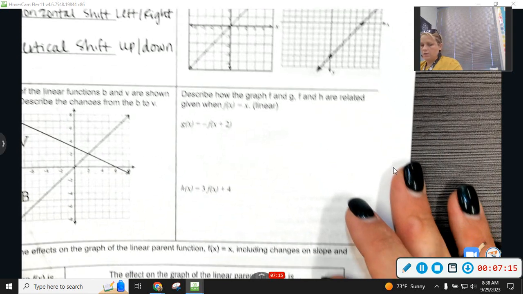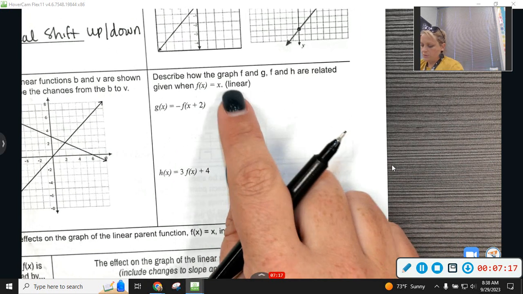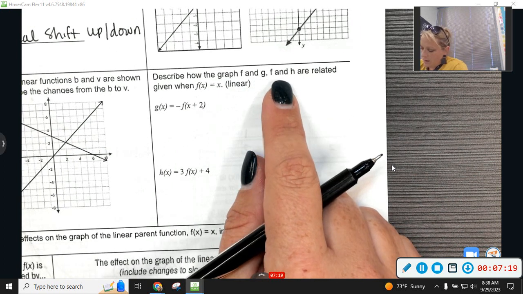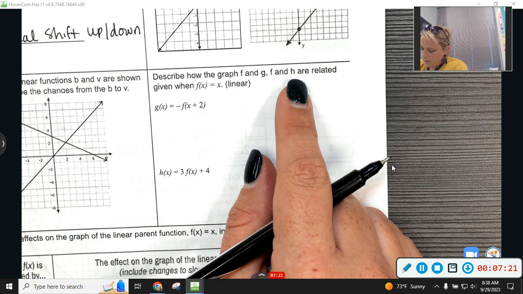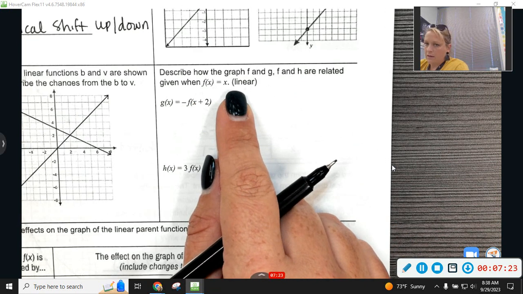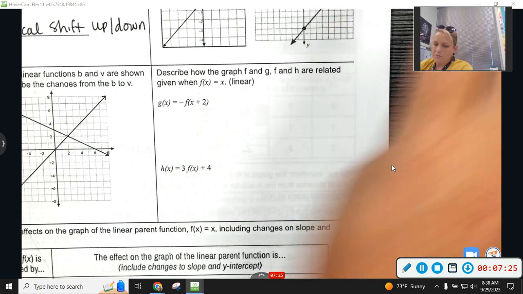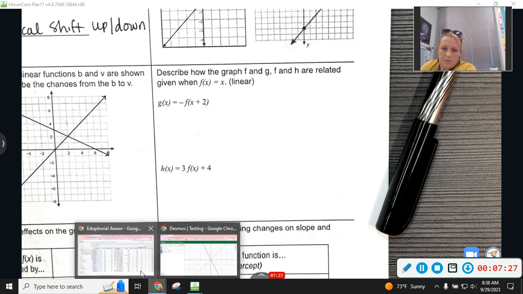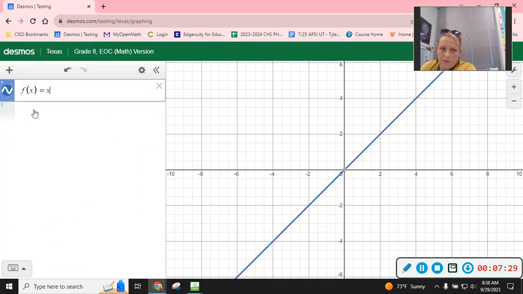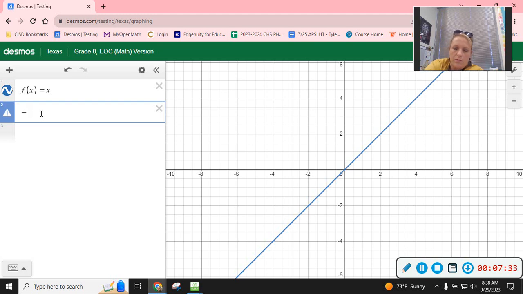So let's look at how this works down here. You describe the graph of f and g, how f and g are related, given when I have the linear parent function. So the first thing that we're going to do is go to Desmos and graph that linear parent function. We already have it there. Okay, and then we're going to graph g of x, which is negative f of x plus 2.